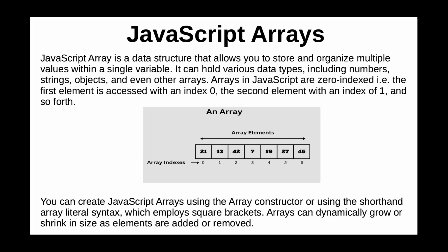Arrays in JavaScript are zero indexed, that is, the first element is accessed with an index of 0, the second element with an index of 1, and so forth. This image shows the array elements 27, 13, 42, 7, 19, 27, 45, and 0 to 6 is the array index. You can create JavaScript arrays using the array constructor or using the shorthand array literal syntax, which employs square brackets. Arrays can dynamically grow or shrink in size as elements are added or removed.